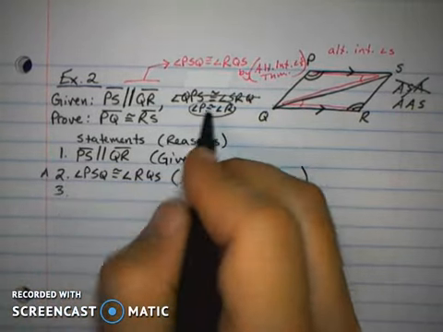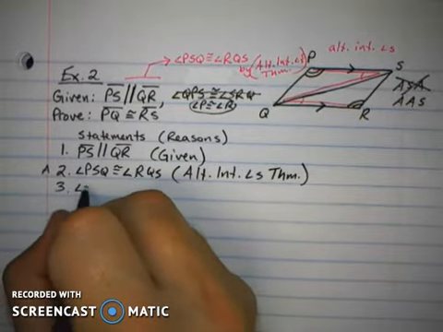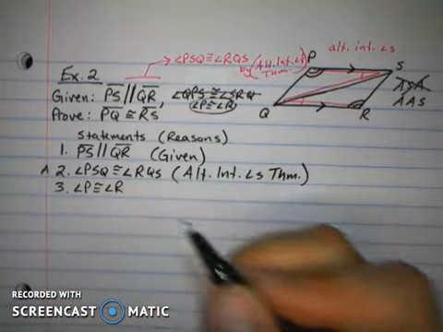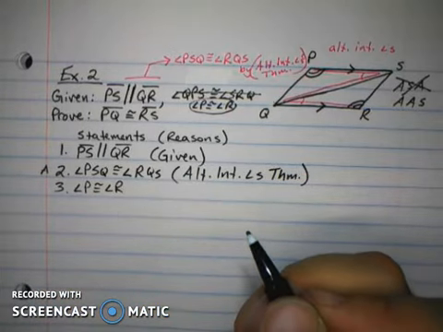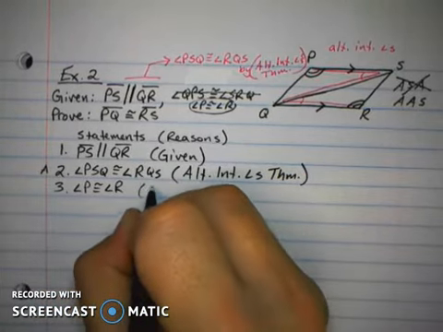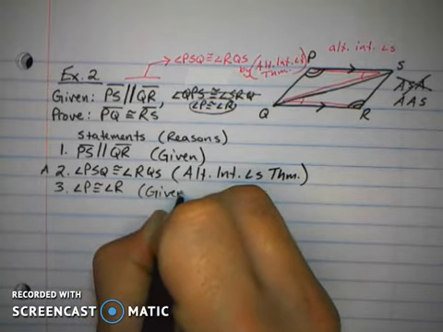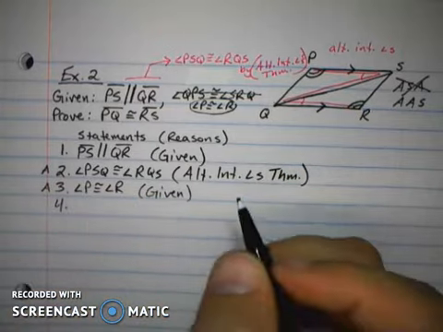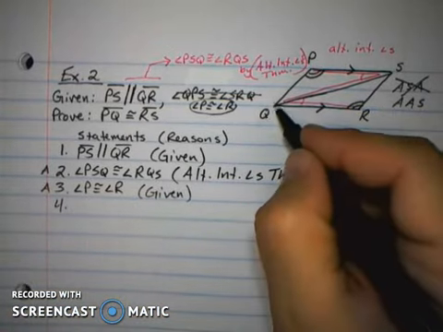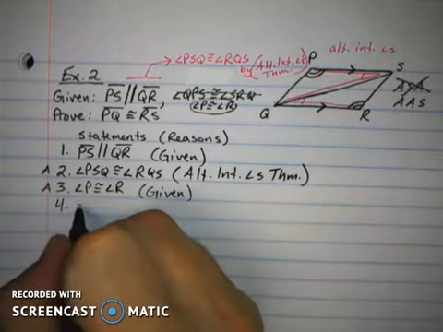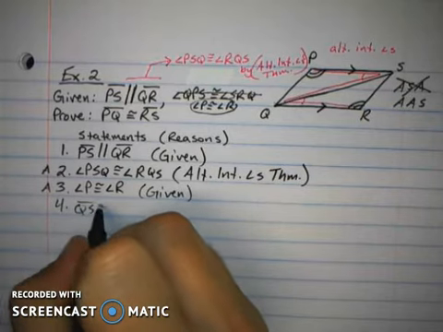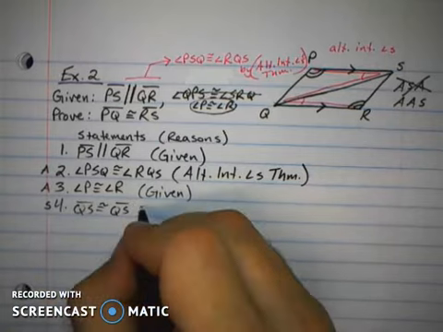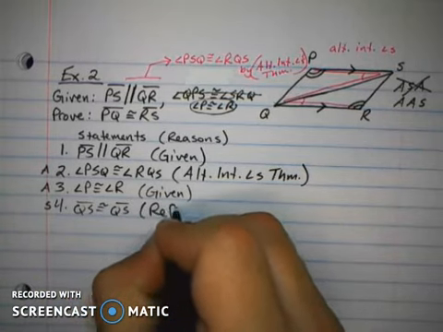And then we have another pair of congruent angles, and I'm just going to write angle P is congruent to angle R because that is given. So there's another pair of congruent angles. And then the congruent sides, QS to QS, by the reflexive property.